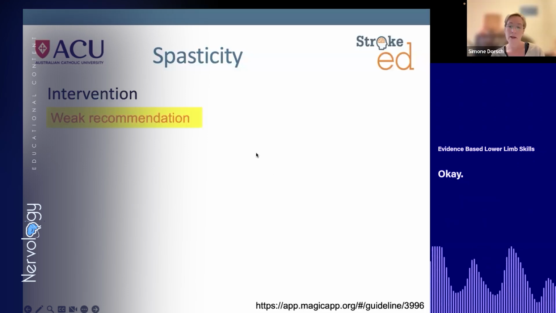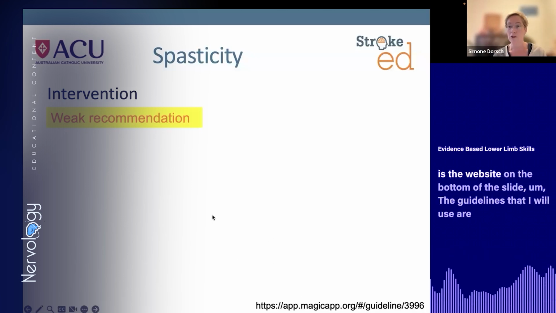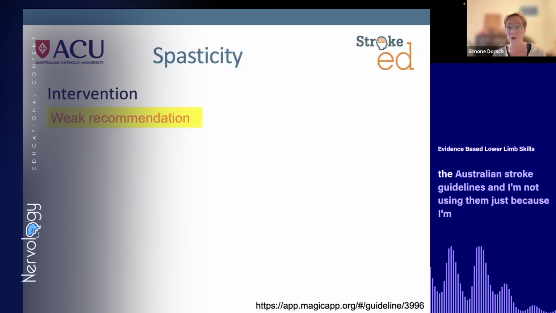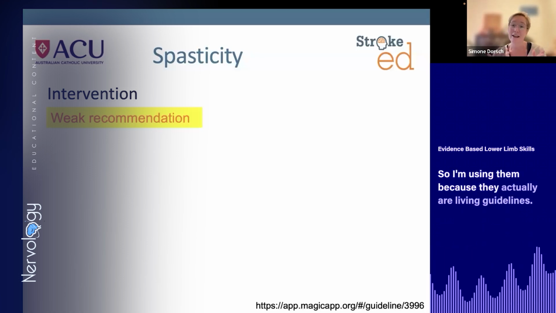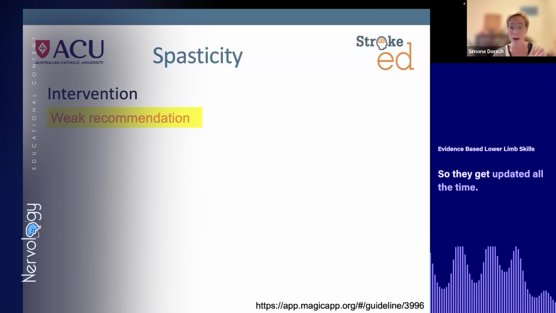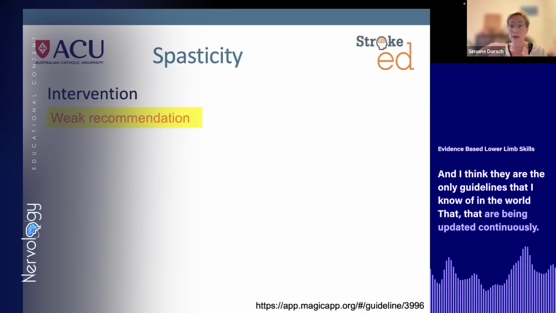When I talk about guidelines, the guidelines I will use, which is the website on the bottom of the slide, are the Australian stroke guidelines. And I'm not using them just because I'm Australian. I'm using them because they actually are living guidelines, so they get updated all the time. And I think they are the only guidelines that I know of in the world that are being updated continuously.